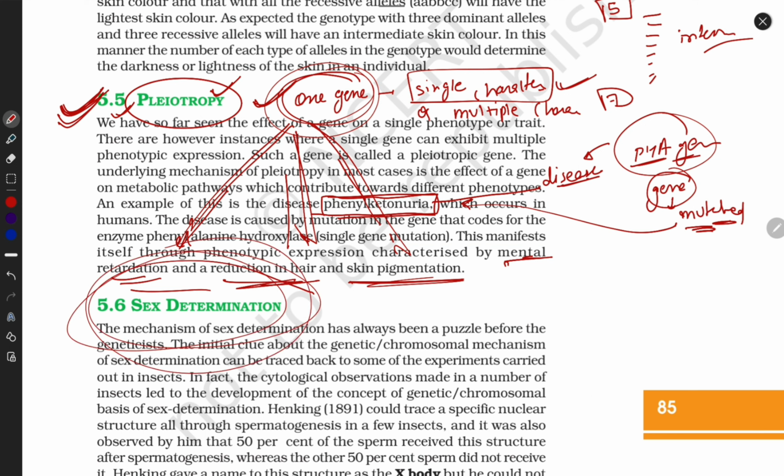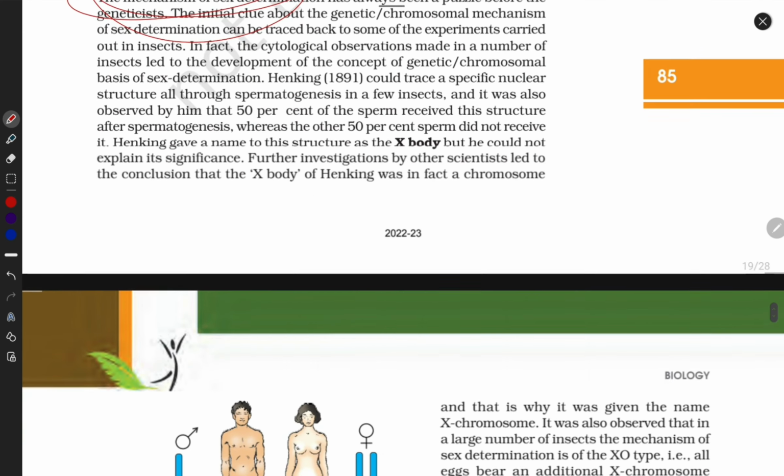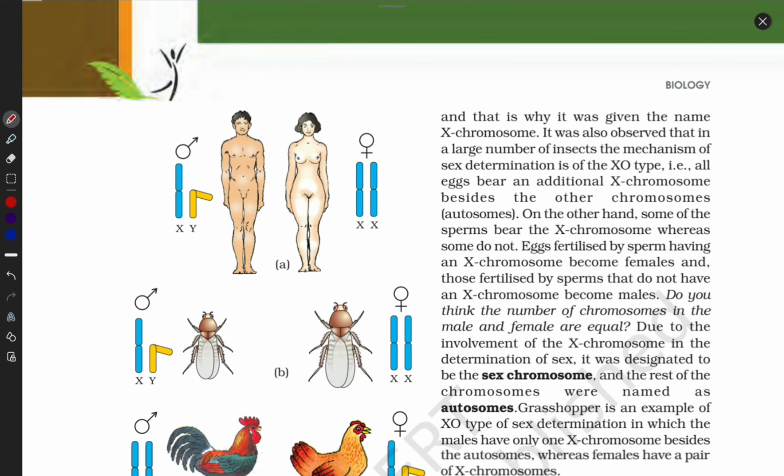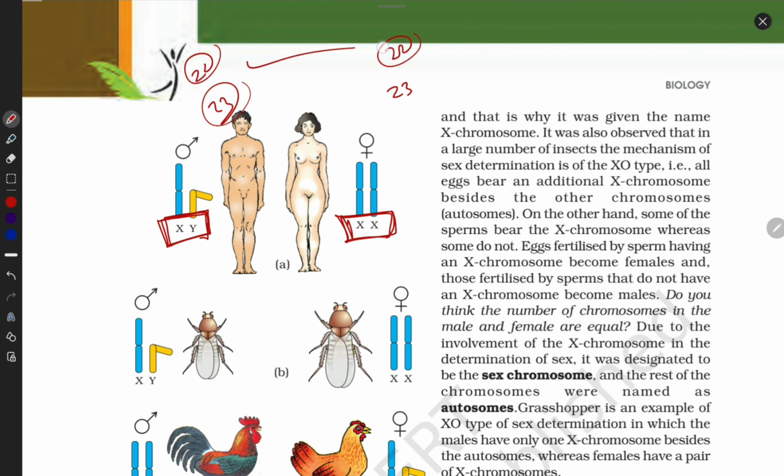Now, how do you determine sex? How does the sex determination process occur? First of all, you have to know the male and female chromosomes. The last chromosome of male is XY. The last chromosome of female means the 23rd, guys. The rest of the 22 chromosomes are the same, but the last, 23rd, is different. In male there is X and Y, and in female there is XX.